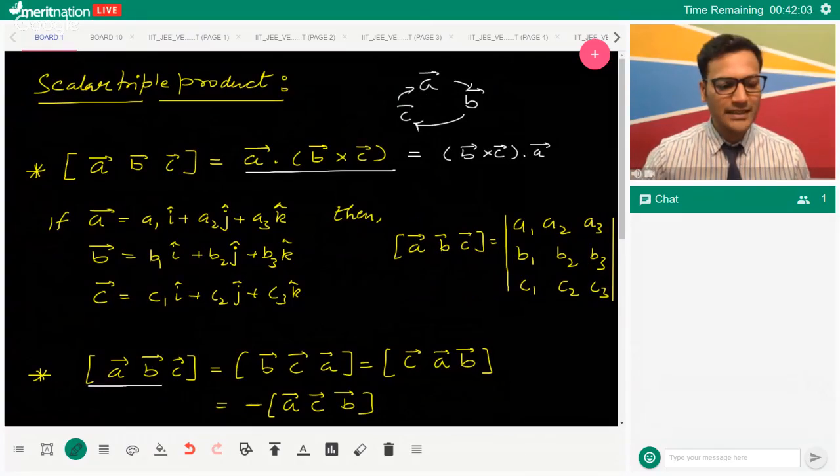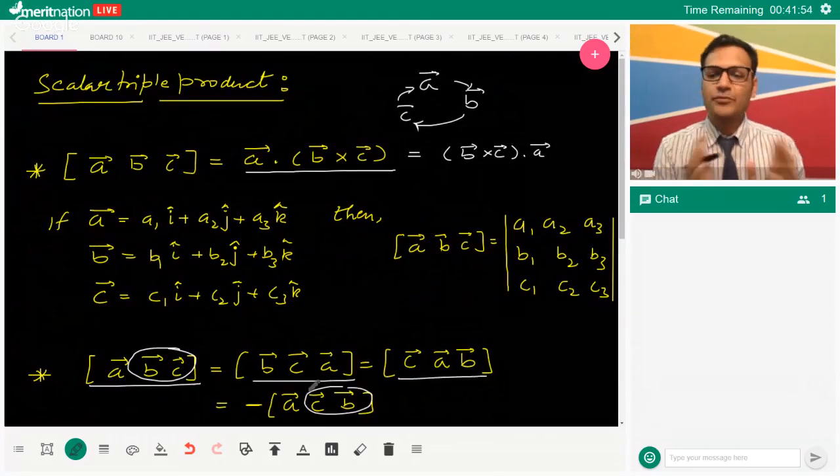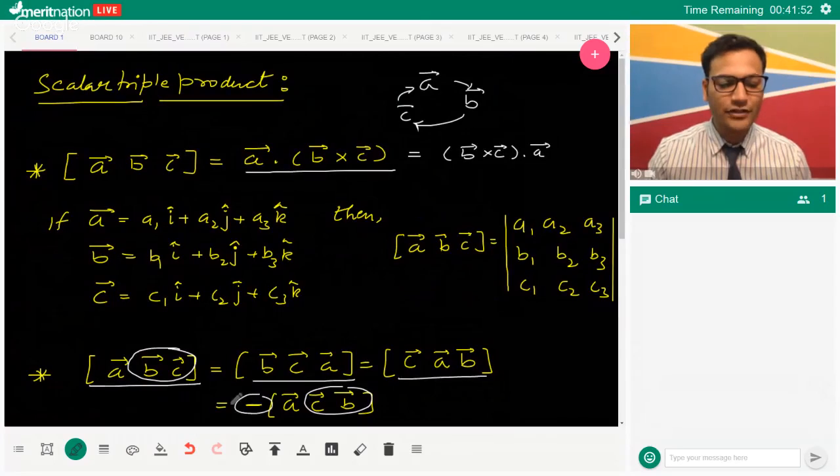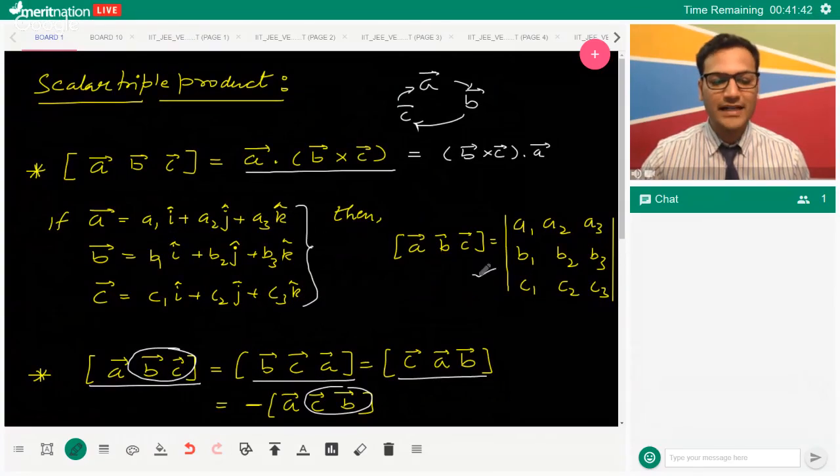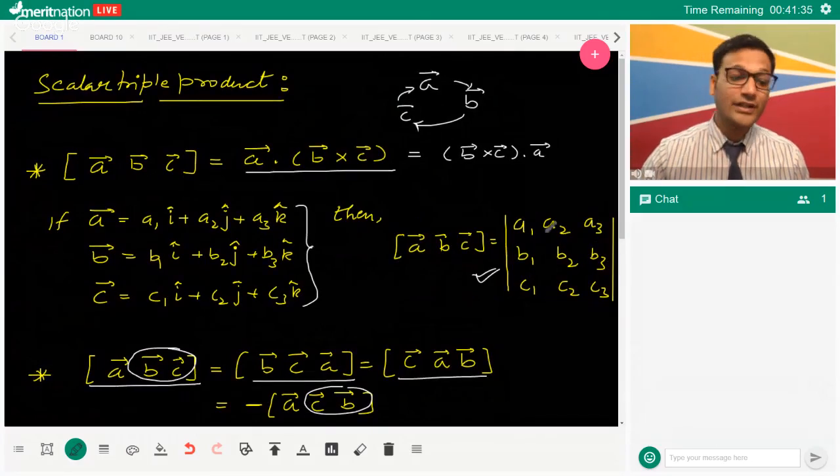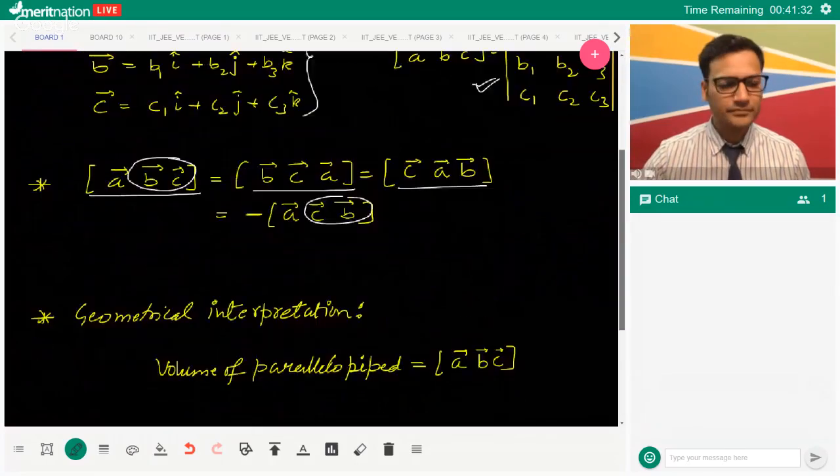What do I mean by that? [A B C] will be equal to [B C A], which will also be equal to [C A B]. But as soon as I switch any two, if I change the position of B and C, I need to introduce a negative sign in front of it. This is how scalar triple product works. And if it's given to us in vector form in terms of i, j, k, this is how we can expand it in determinant form. Here we write down the components of vectors A, B, and C, and then take the determinant to calculate the scalar triple product of these three vectors.